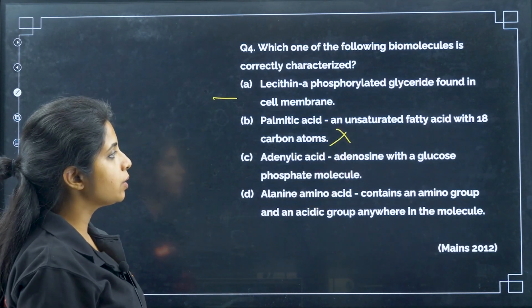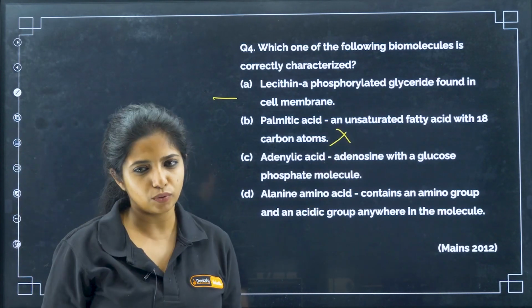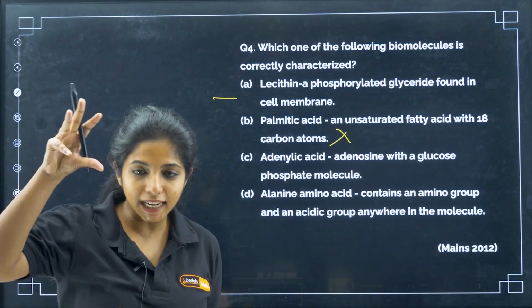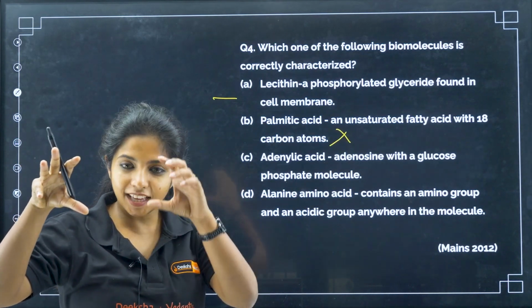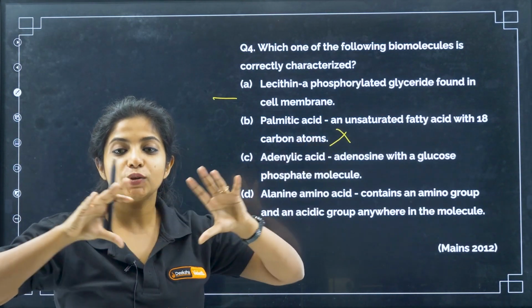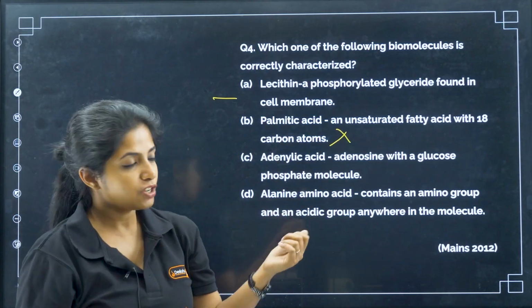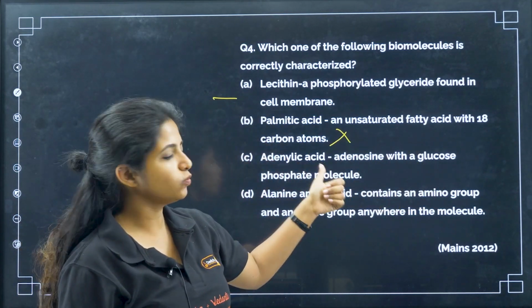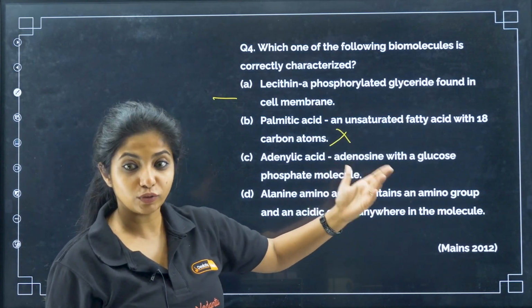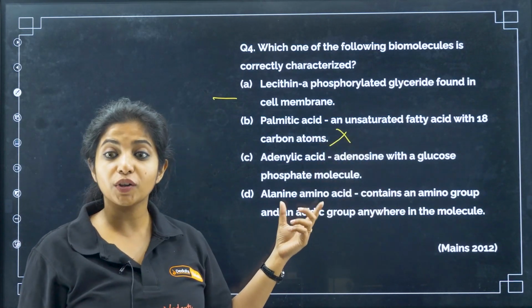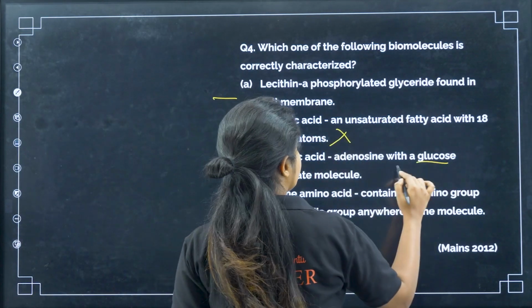Adenylic acid, adenosine with a glucose phosphate molecule. Wrong. Adenylic acid means adenine is there, that is the nitrogen base, and then the sugar and then the phosphate. Together you call this whole nucleotide adenylic acid. So adenosine with a glucose phosphate molecule, no, there is no glucose phosphate molecule. Adenosine with a phosphate molecule would have been still considered. This particular option would be wrong.